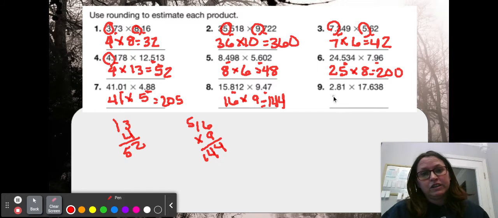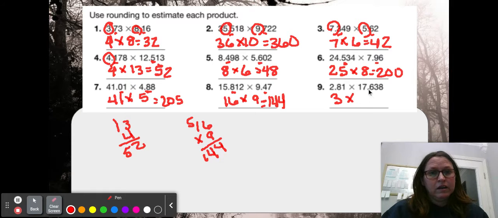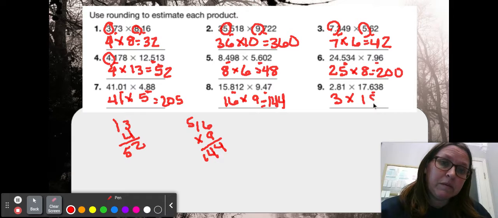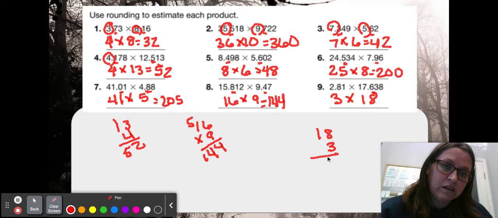Let's look at number 9. 2.81 will become a 3 times 17.68. The 6 tells me my 17 will become an 18. So 18 times 3 would be 54.